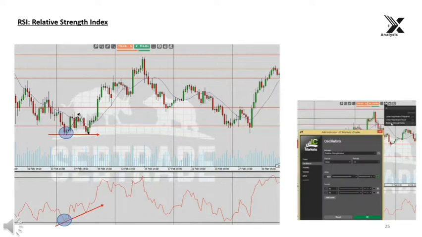Indeed, the RSI is making higher highs when our price is flat. This might be the sign of an early reversal, therefore could confirm your initial buy from key level.